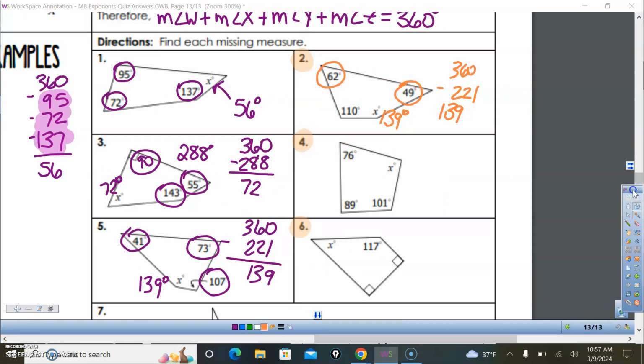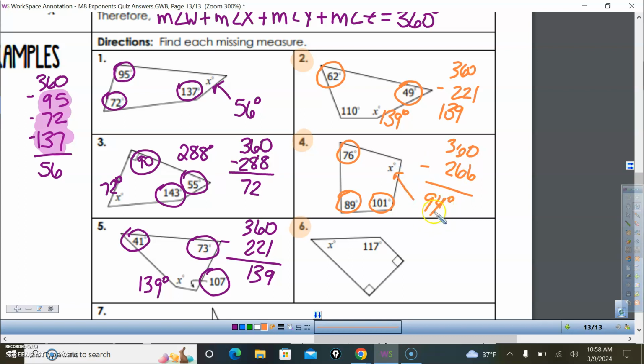Next up, let's go ahead and take a look at number 4. So for number 4, I'm going to do just like I did in all my others. I'm going to add 76 plus 89 plus 101, and I am getting 266. I'm going to take 360, and I'm going to subtract that 266, and I'm getting 94 degrees left over for my X.